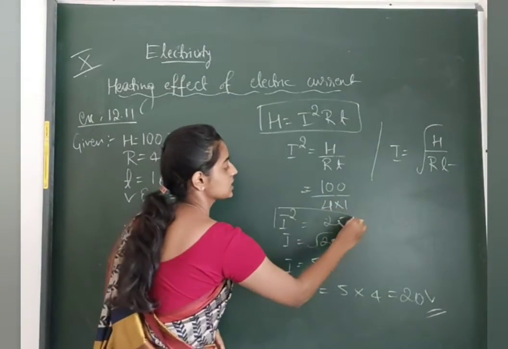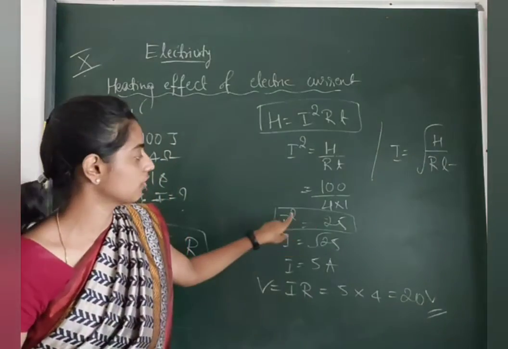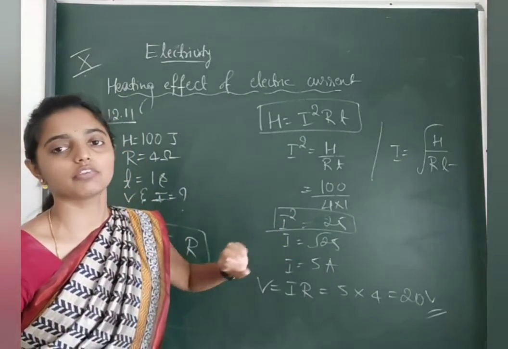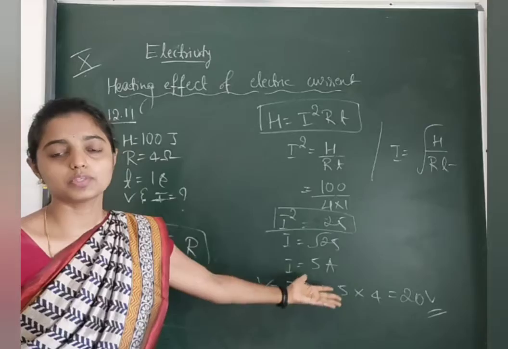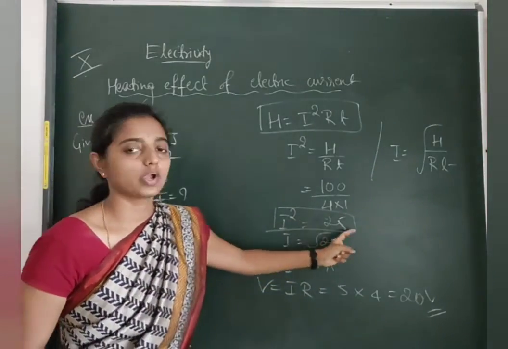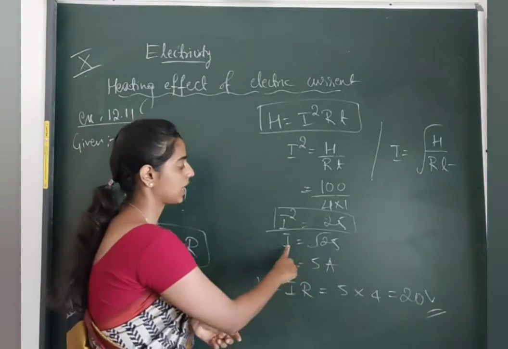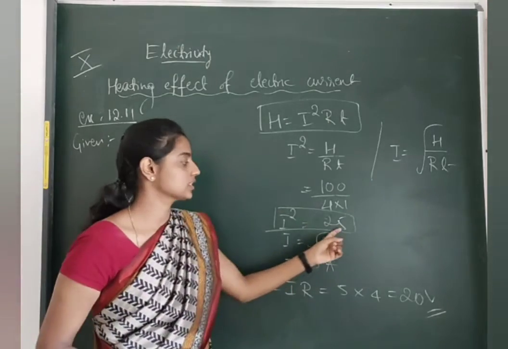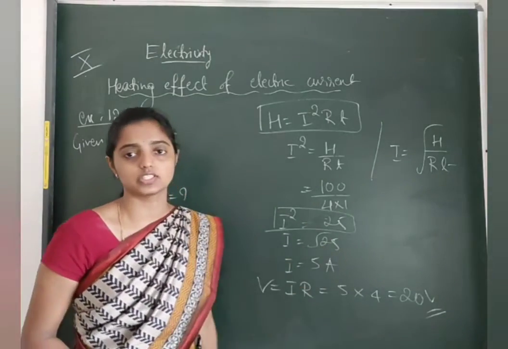We will get I square equals 25. And you should not forget the square, okay? If not, everything will change. That means you will get a wrong answer. So I square is equal to 25. What is the next step? I is equal to, transfer the square to this side, that is nothing but square root of 25.